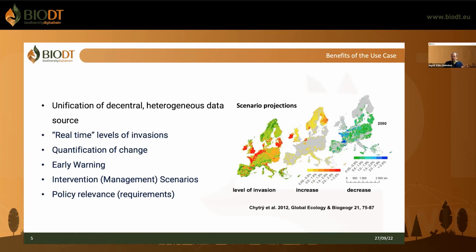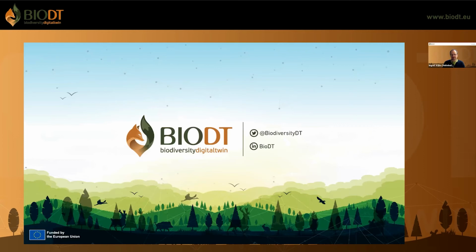However, the large benefit is probably that we can use these scenarios also to test for different interventions or management in habitats, as I just sketched out a couple of minutes ago. And we therefore really address policy requirements or societal requirements. And therefore, we think that this is a use case that is extremely relevant for decision makers and policymakers.